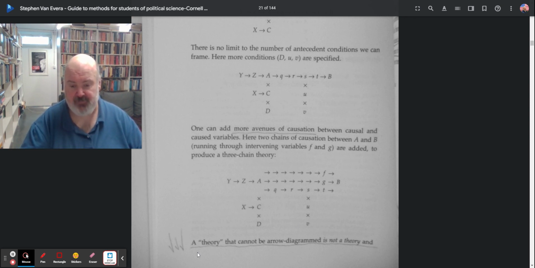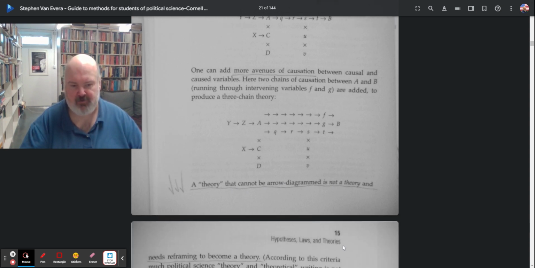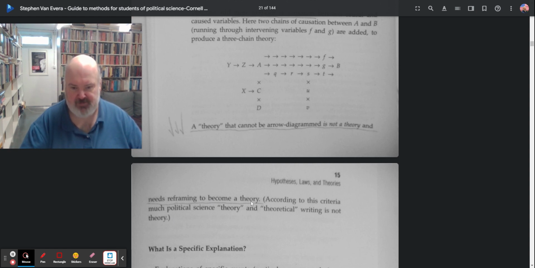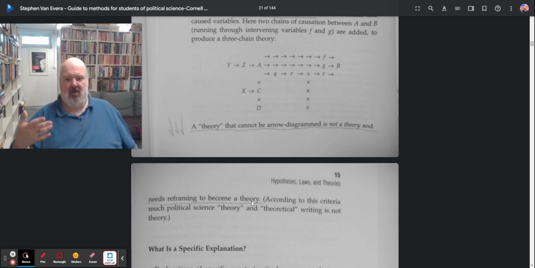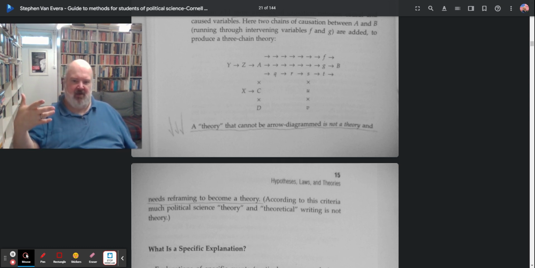This is very complicated. A theory that cannot be diagrammed is not a theory, and needs reframing to become a theory. This is very important. If you can't diagram it, then you've not clearly done it. A theory that cannot be diagrammed is not a theory and needs reframing to become a theory.